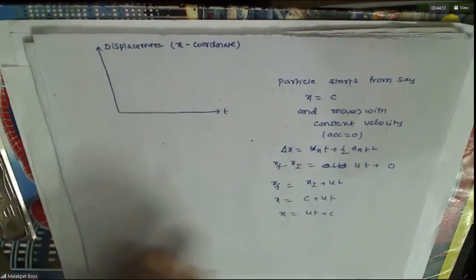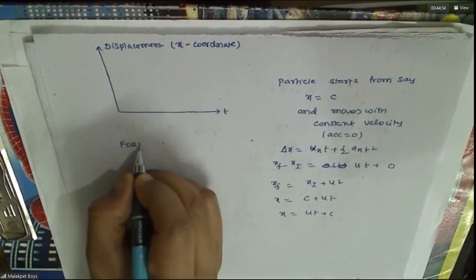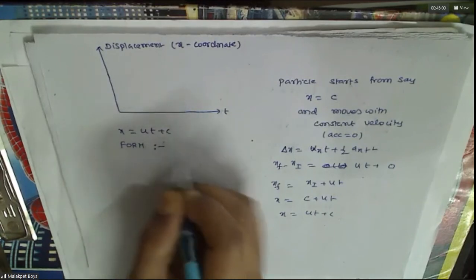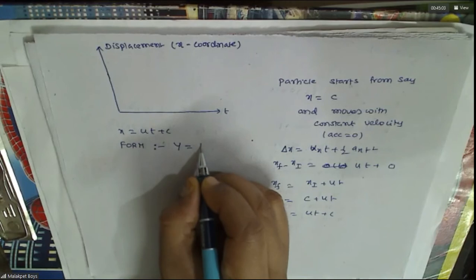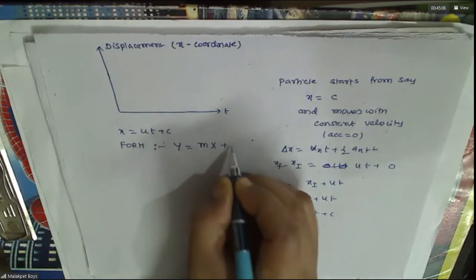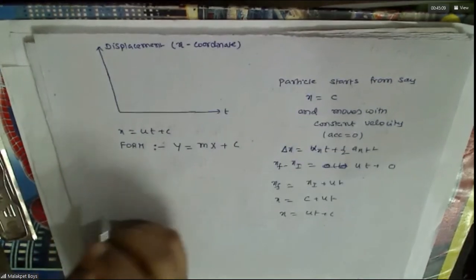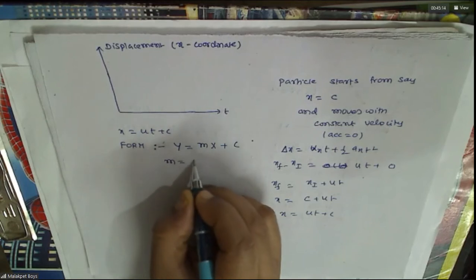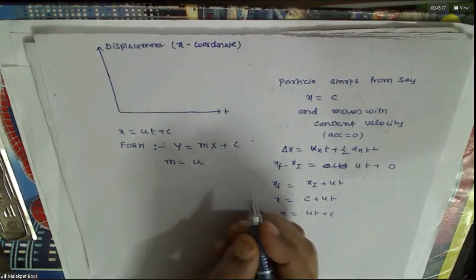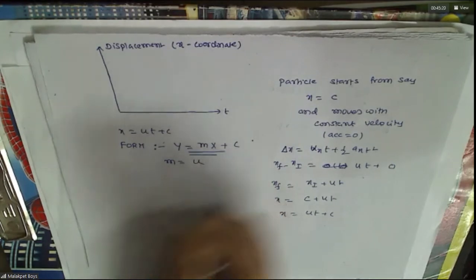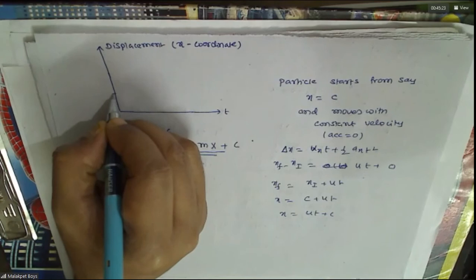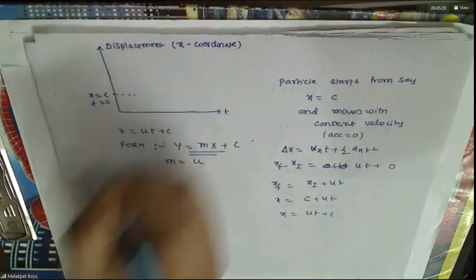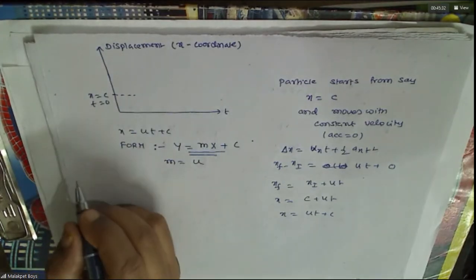So you can see the form of this. You have x equals ut plus c. What is this? Remember y equals mx plus c. Now if you compare, what is m? It is u. Do you agree? So for this straight line, at t equals 0, x equals c. Understood? Clear?